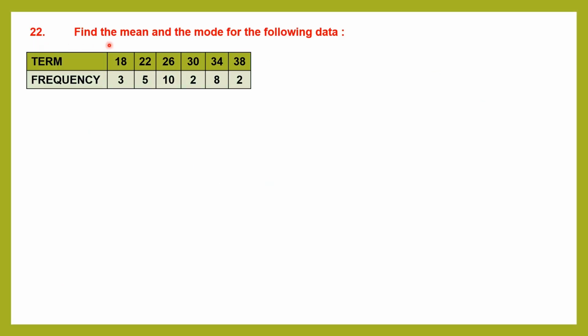Question 22. Find the mean and the mode for the following data. So we have the data here. First we have to find the mean and then the mode. Now mean we already know, isn't it? Mode, as we do it, I will explain it to you.